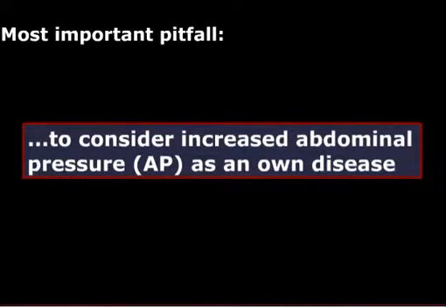However, the most important pitfall is to consider increased abdominal pressure as its own disease. Everyone talks about intra-abdominal pressure. Intra-abdominal pressure is a symptom. It's not its own disease. So it's much more worthwhile to think why the intra-abdominal pressure is increased than to consider what to do to get 2 centimeters of mercury up or down in the intra-abdominal pressure.